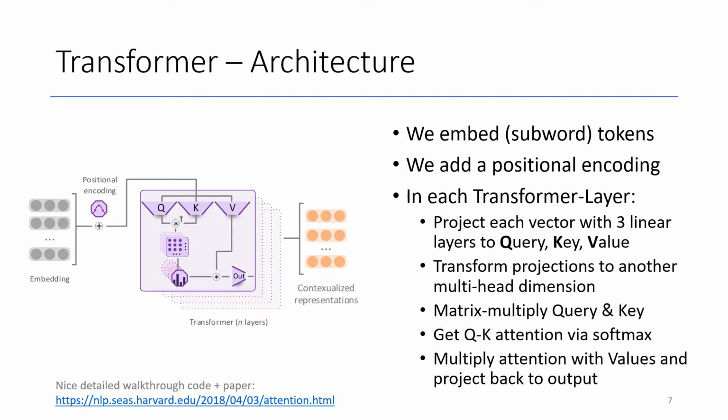Then again, we also need to project it back to the output dimensionality, because we can have different total dimensions between the input and the sum of the multi-head dimensions. And this output is then fed into the next transformer layer, and so on until we get our contextualized representations back that in general have the same dimensions as the input. And each word corresponds to a contextualized word of the output.